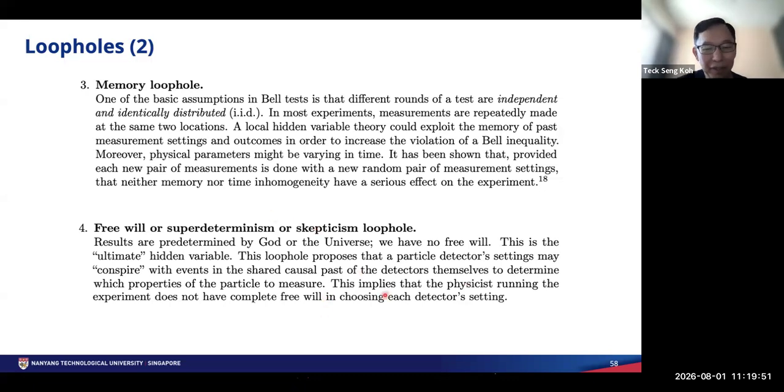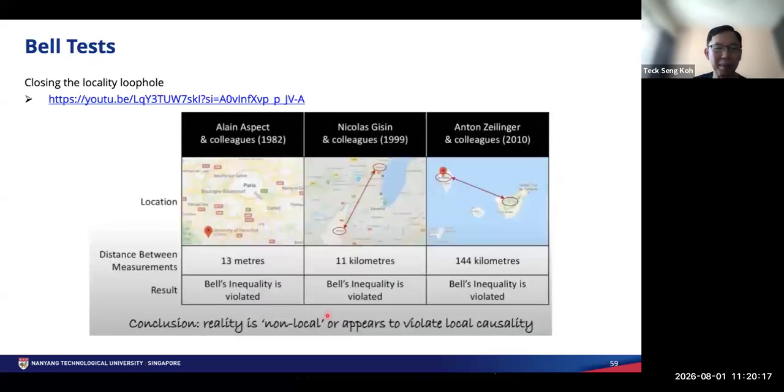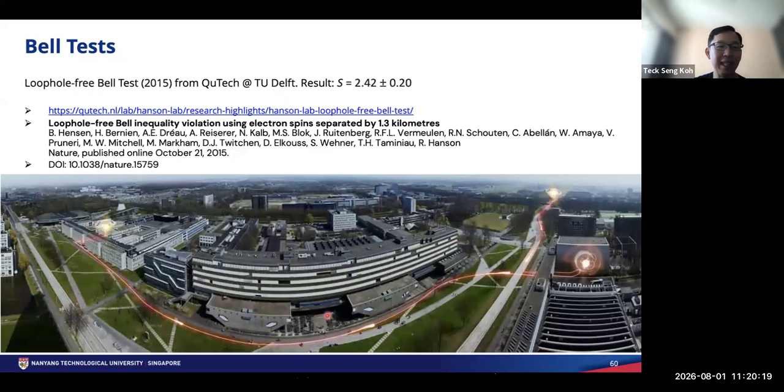This we can, of course, never close, and we can think of a shared causal past if we believe that the universe began from a Big Bang. We all started from there. So perhaps this is the ultimate question. But I think this is fun to think of, but not meaningful to try to close this loophole. Some experiments, I'll skip this. The first loophole-free Bell test was performed in 2015, some 11 years ago already, in Delft, Netherlands.